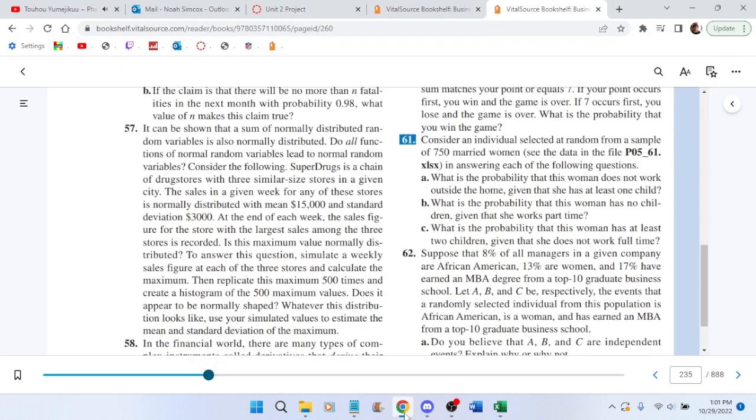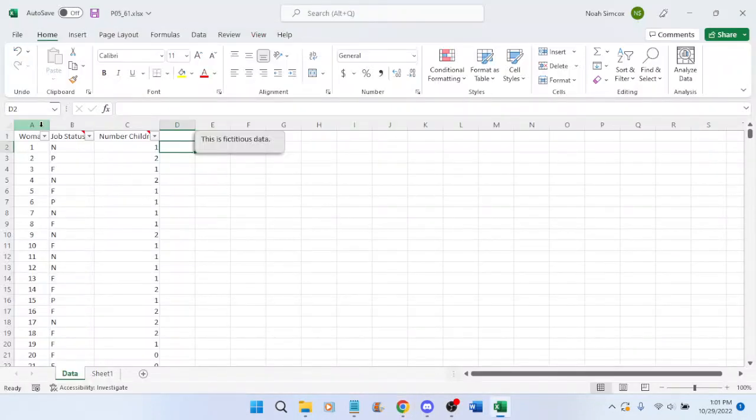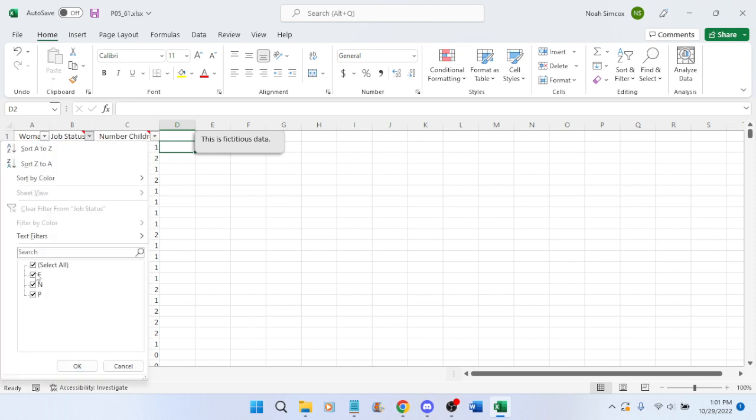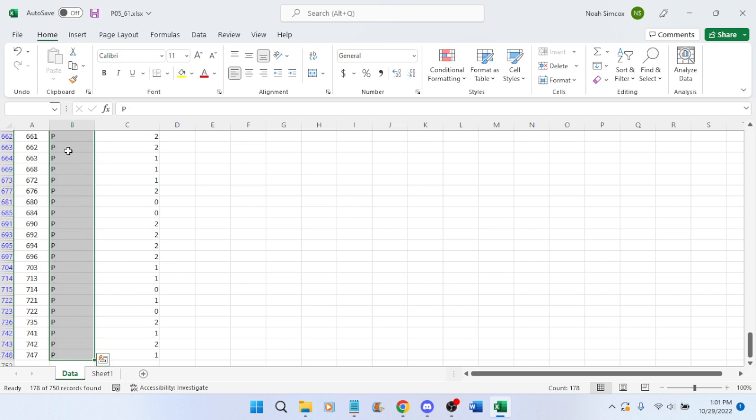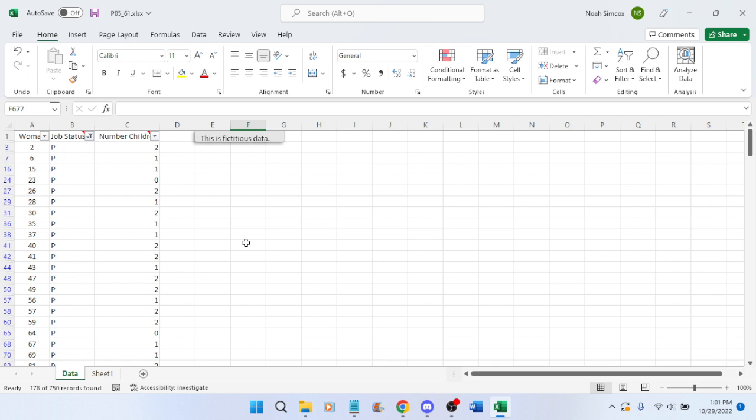And we have no filters selected. We now would like to have the filter works part-time. So job status works part-time. We will only select P. The other two are not. So P is the only one selected, has a part-time job. It says there's 178 records. So that's the last time I'm going to check that, 178. Next time I won't even look, so 178.